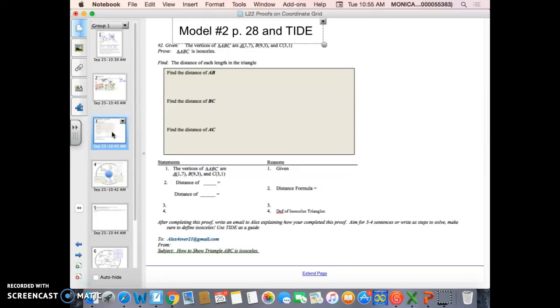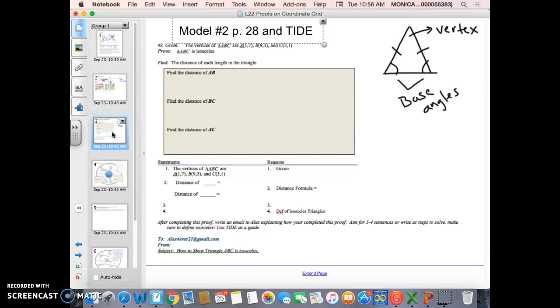We're going to call this triangles. We're going to prove that these two triangles are isosceles. So let's think back to what we know about an isosceles triangle. We've got two sides that are congruent, and these are our base angles. So we know our base angles are congruent, and this is what we call our vertex angle. This is what we're trying to prove: that we've got two sides that are congruent and two angles that are congruent.